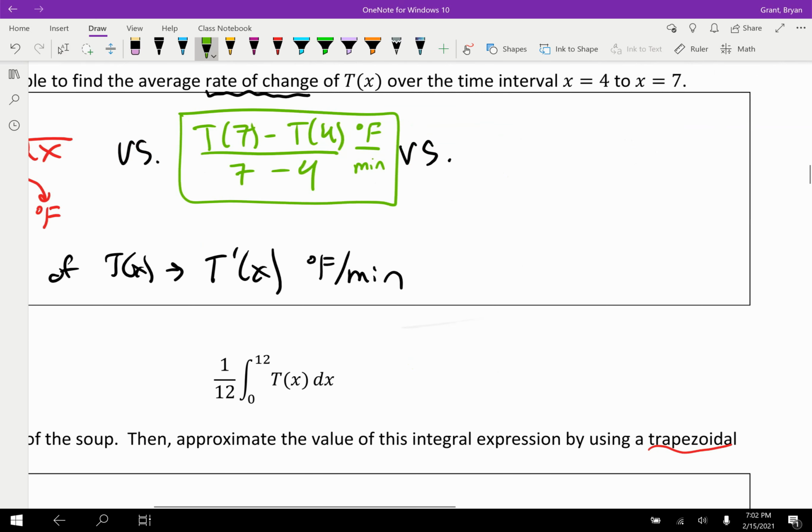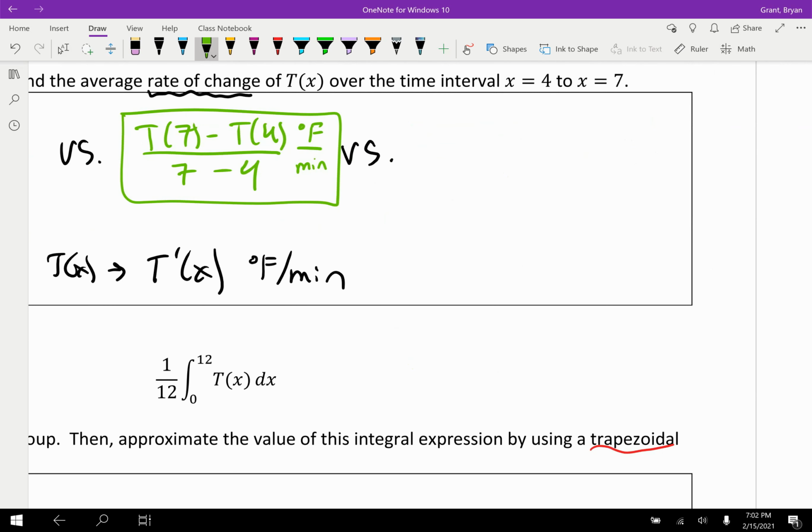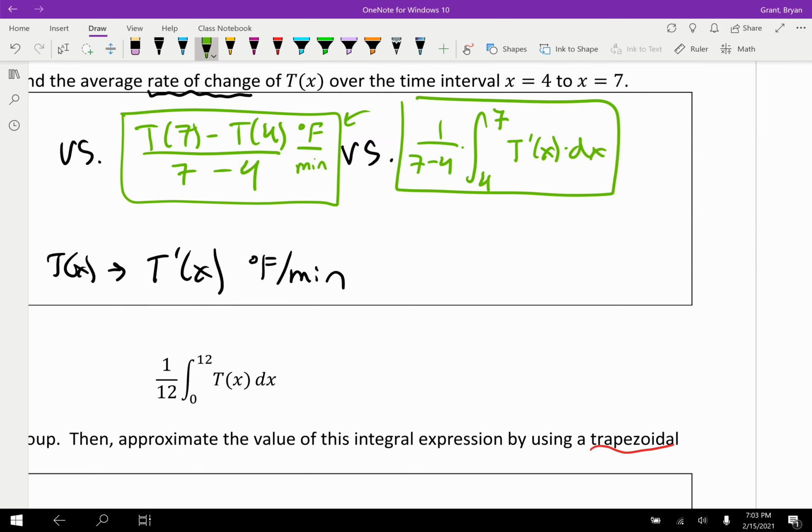However, I promised you a third one. There is another way to get this answer, and the other way is to say, wait, this is the average rate of change of T prime. Couldn't we also do 1 divided by 7 minus 4 times the integral from 4 to 7 of T prime of x dx? Won't this tell us the average value of T prime? And because it's T prime, isn't that degrees Fahrenheit per minute? Yes. This formula here is exactly the same as the formula to the left. It's just written in a different way.